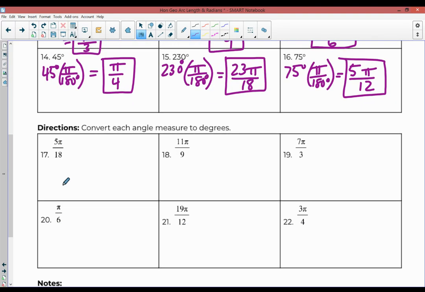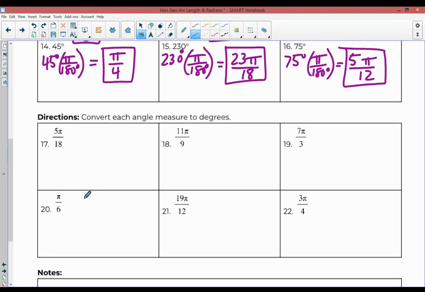All right, and then here, convert each angle measure to degrees. So we're just going to multiply by the reciprocal now. So I have 5 pi over 18. I want to get rid of the pi. So I'm going to multiply by 180 over pi. My goal is to have those pi's eliminate. If I can cross simplify, I will. Like that's easy for me to see. 18 goes into 180. And then this one I can do in my head. 5 times 10 is 50 degrees.